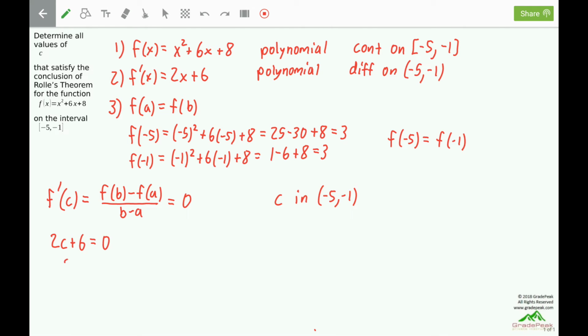We can now solve for c by subtracting 6 from both sides and dividing both sides by 2. c comes out to -3. Notice that that c is in the interval, as it should be. There's our c value that satisfies the conclusion of Rolle's theorem for this function.